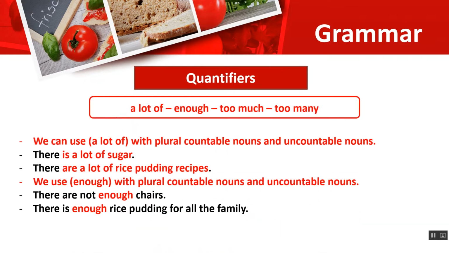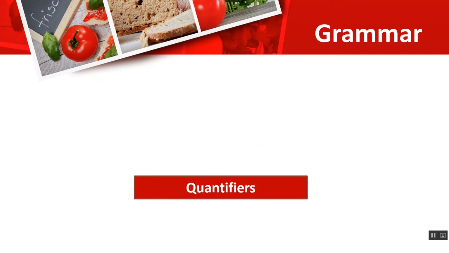Quantifiers. Quantifiers like a lot of, enough, too much, too many. We use a lot of with plural countable nouns and uncountable nouns. For example, there is a lot of sugar. There are a lot of rice pudding recipes. We use enough with plural countable nouns and uncountable nouns. There are not enough chairs. There is enough rice pudding for all the family.